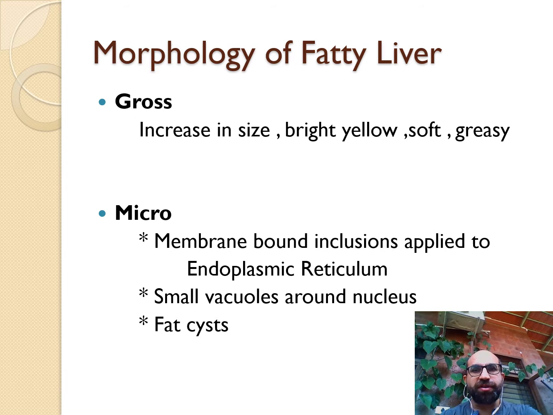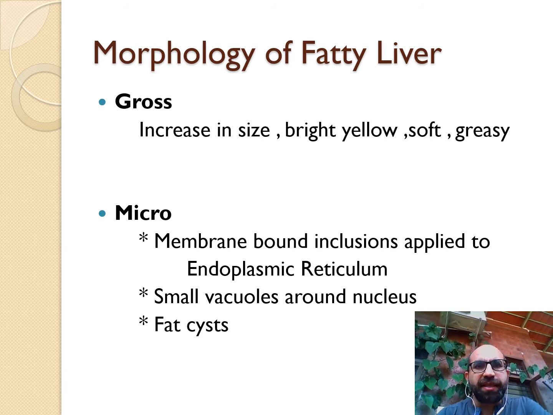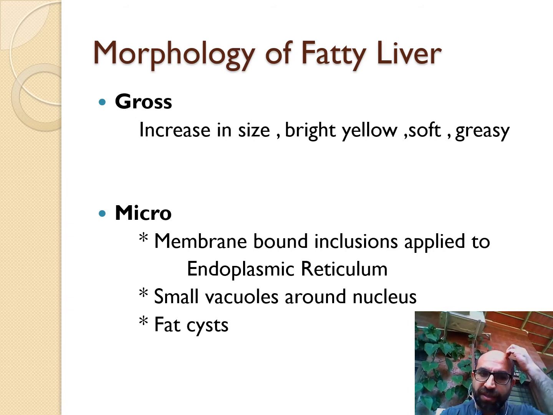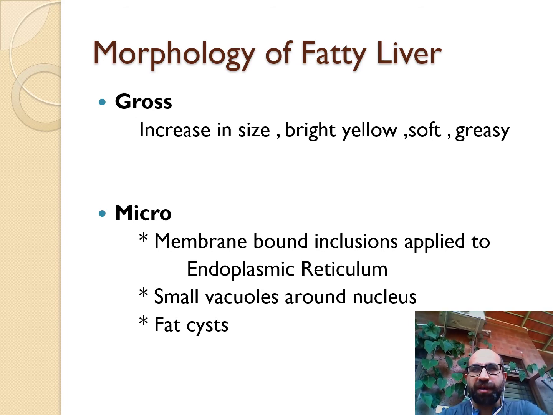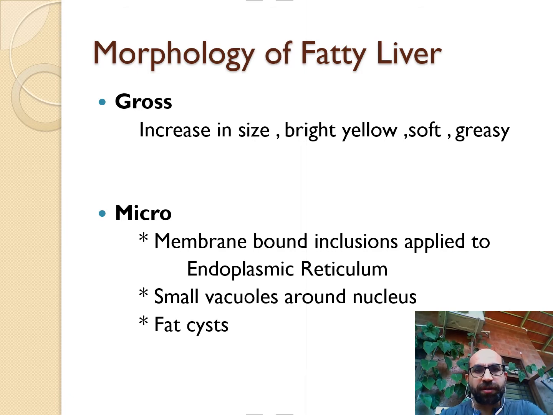So what is the morphology of the fatty liver? Grossly, the liver is enlarged. The weight of the liver is increased from 1.5 kgs. It may go to 2 kgs or 3 kgs. It becomes bright yellow and very greasy. Microscopically, in fatty livers you see microvesicles, macrovesicles, sometimes fatty cysts. The overall architecture of the liver is lost.